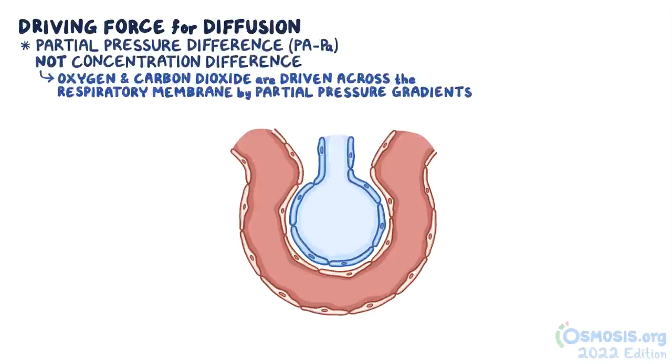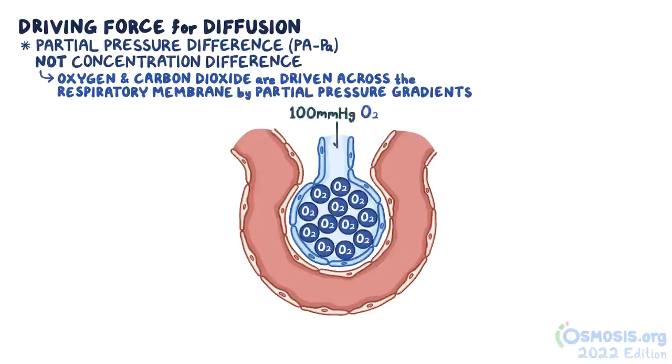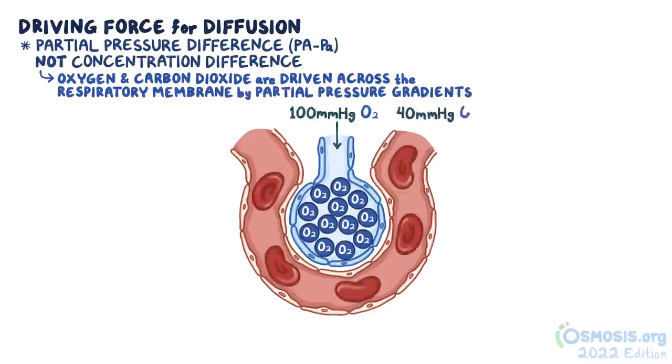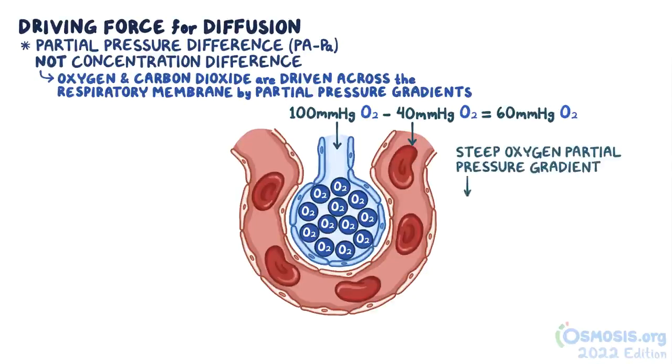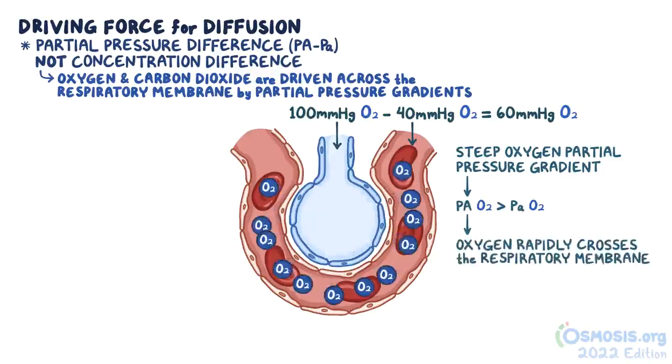gradients. Therefore, if the oxygen partial pressure in alveolar air is 100 millimeters of mercury, and the one of mixed venous blood entering the pulmonary capillary is 40 millimeters of mercury, then we have a driving force for oxygen across the alveolar capillary barrier of 60 millimeters of mercury. Basically, a steep oxygen partial pressure gradient occurs through the alveolo-capillary membrane because the partial pressure of oxygen in the alveolar air is greater than the partial pressure of oxygen in the pulmonary arteries, causing oxygen to rapidly cross the respiratory membrane from the alveoli into the blood.